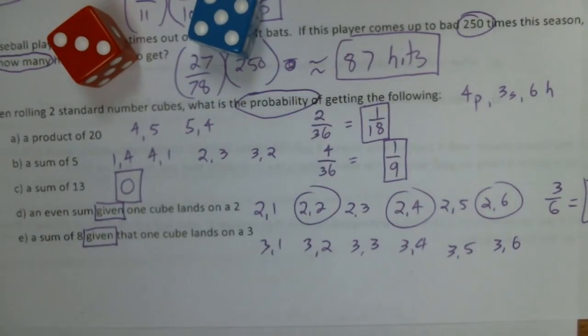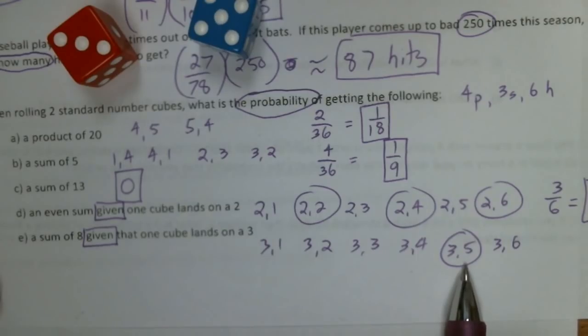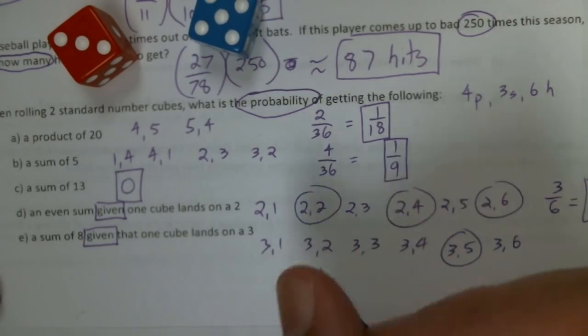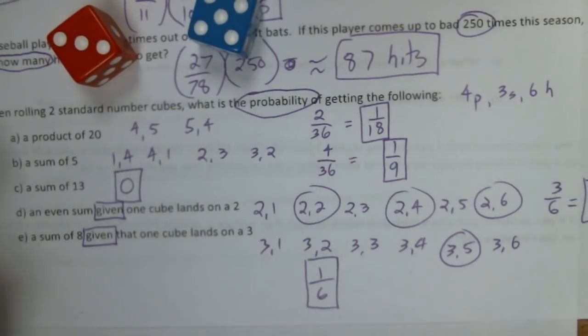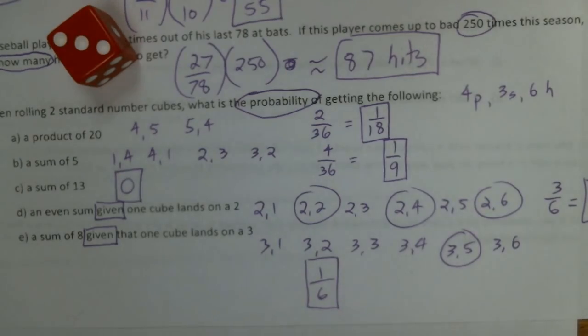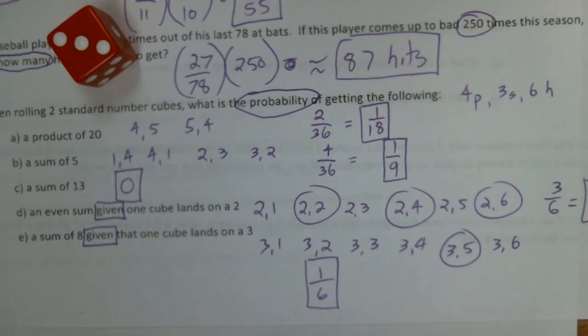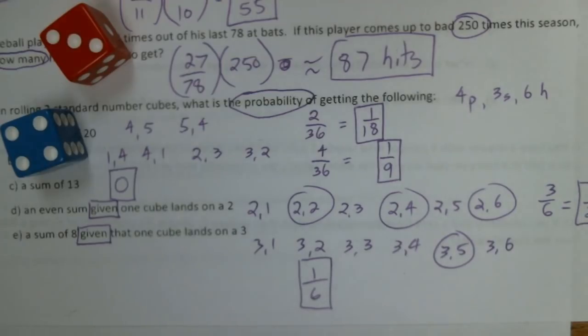Okay, 6 combinations. How many of these will give me a sum of 8? 4, 5, 6, 7, 8. That's the only one, guys. That's the only combination that will give me a sum of 8. So this is just going to be 1 out of 6 combinations. If I assume that guy's a 3, I've got a 1 out of 6 chance that this is going to be a 5, but that will give me a sum of 8. Okay, let's move along.